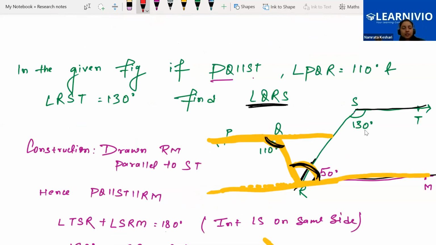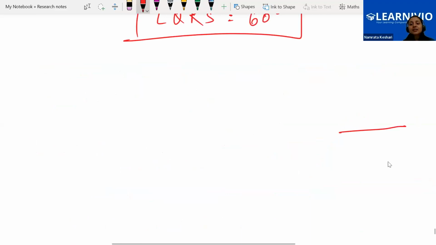RM, we have done the construction, and that is parallel to ST we have drawn. Now, lines which are parallel to the same line are parallel with each other. That concept we have applied, and we understand that ST, PQ, RM, even if it is here and there, it's parallel. How we got to know it's parallel? See, if you are getting confused that one of the line is here, another line is here, another line is here, how we are saying it's parallel?